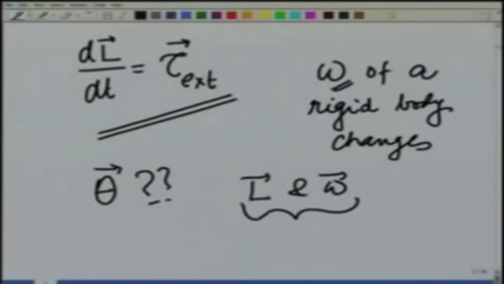These are questions for which the answers come when we develop the relationship between L and omega. We see how, when L changes, omega changes. We see how theta is related to omega, and so on. So we do that now.